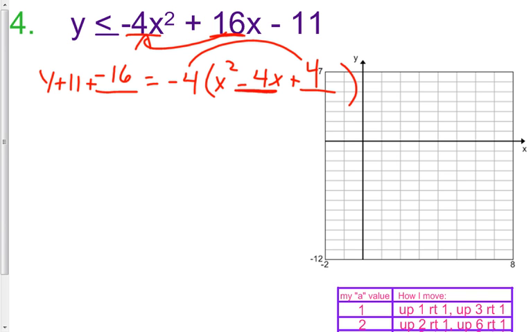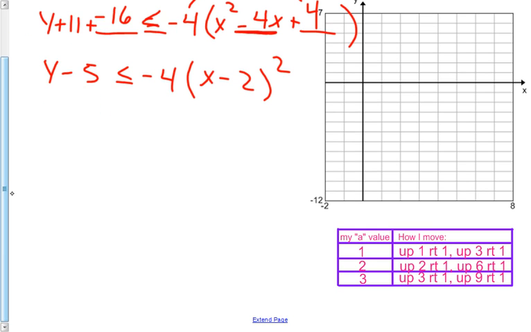So now we have y minus 5, and I shouldn't have said equals here, it's less than or equal to. Y minus 5 is less than or equal to a negative 4 times the quantity x minus 2 quantity squared. And then the last thing you should have done to complete the vertex form of this equation is to add 5. So y is less than or equal to a negative 4 times the quantity x minus 2 quantity squared plus 5.